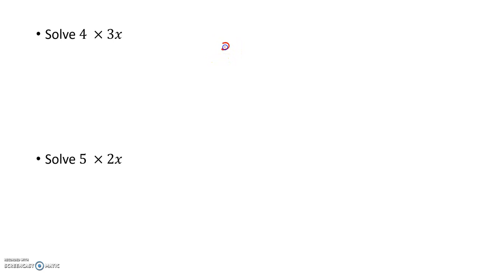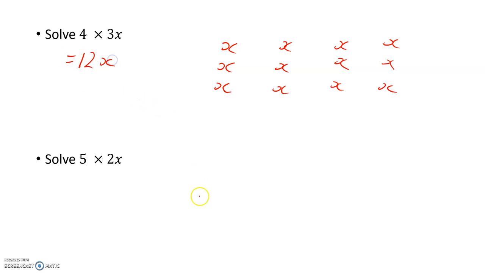So I can have one group of 3x, 2, 3, 4 groups of 3x. Now, if you would add this up, you got 1, 2, 3, 4, 5, 6, 7, 8, 9, 10, 11, 12. So 4 times 3x has to be 12x.